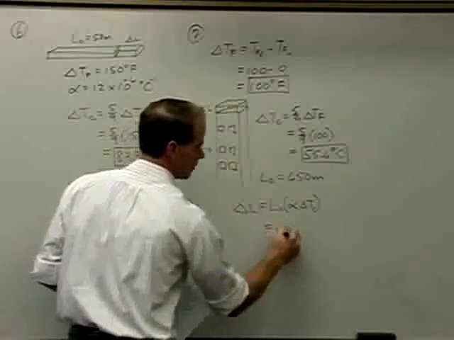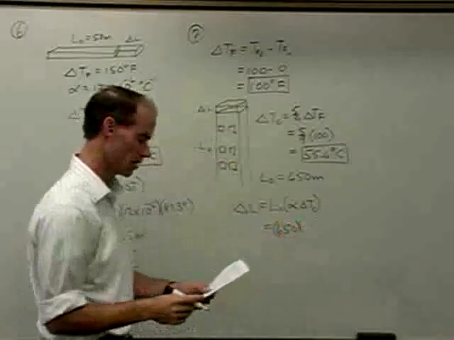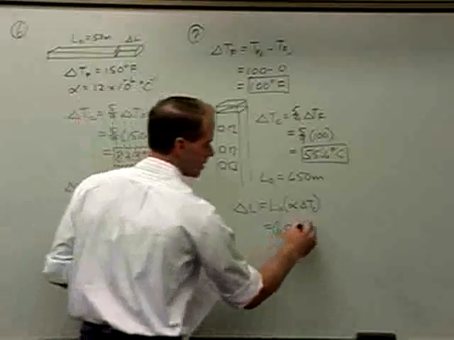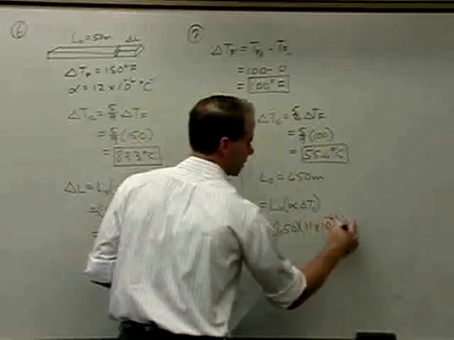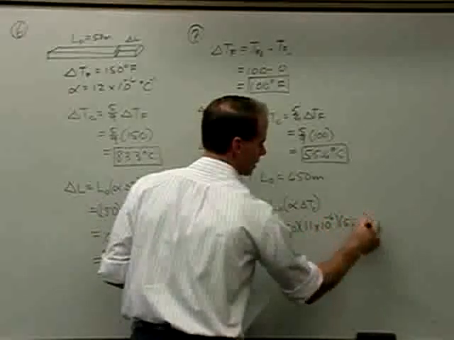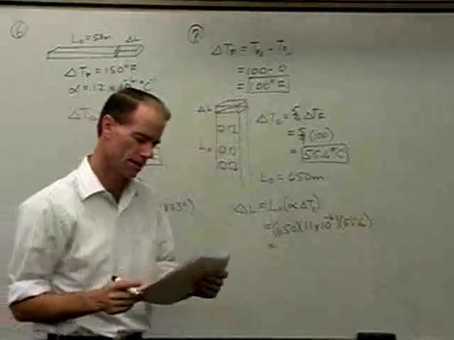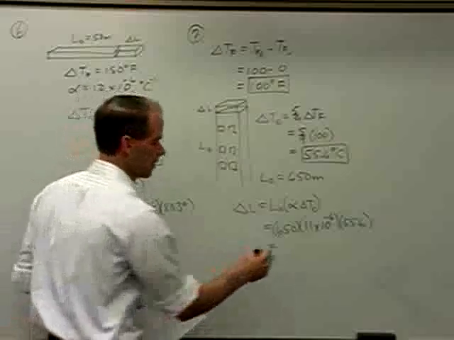So this will be 650 times the linear coefficient for steel, which is given as 11 times 10 to the minus 6, times our change in temperature, 55.6 degrees. And that gives us 0.397 meters.